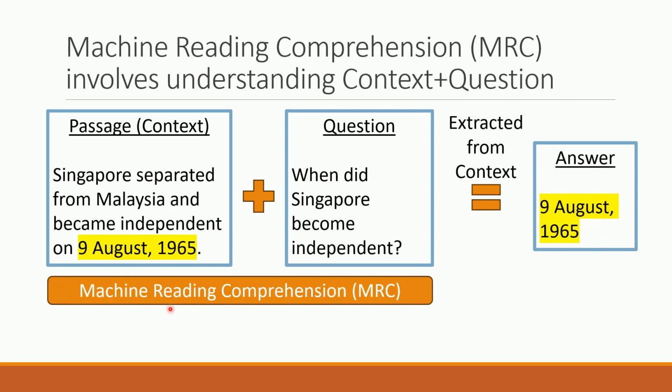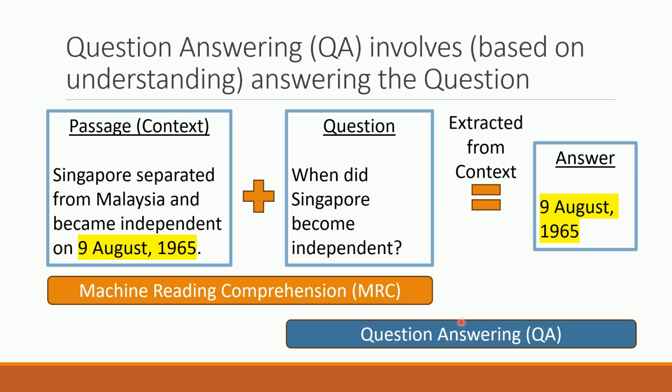So this is the MRC component, which involves understanding the context plus question. And then this is the QA component, which involves understanding the question and answering it.